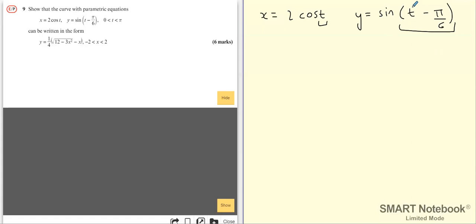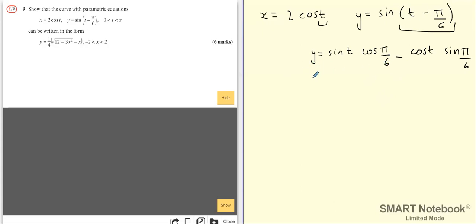So my thought process is to take the right hand side here and do the sine A minus B rule. So I'm going to do that now. Y equals sine t cos pi over 6 minus cos t sine pi over 6. Are we happy with that? Does that make sense? Because that's the only thing I can really do here.